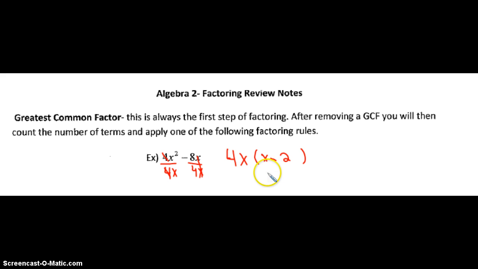So we just factored this, and we can check it by distributing it back. If I take 4x times x, I get 4x squared. And if I take 4x times negative 2, I get negative 8x. And I know this is factored completely because x and 2 have no other factors in common.